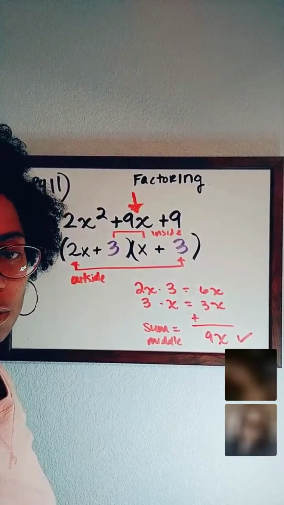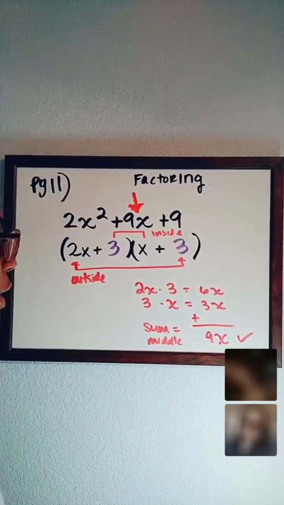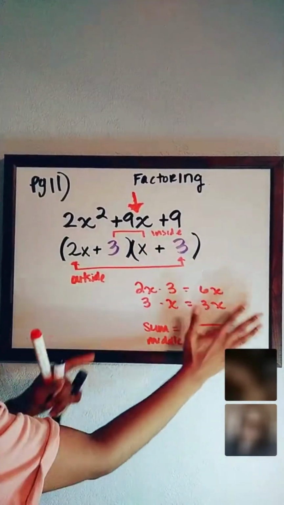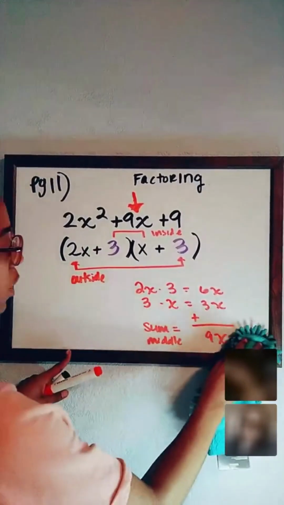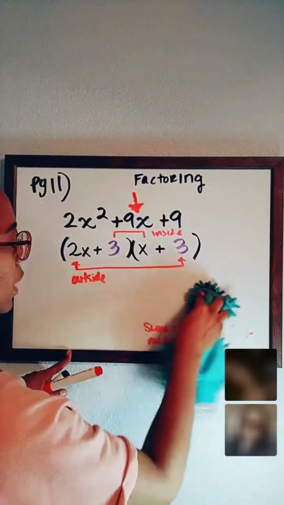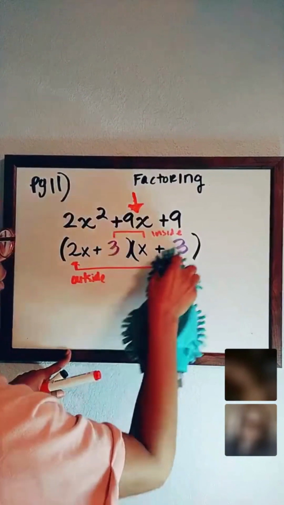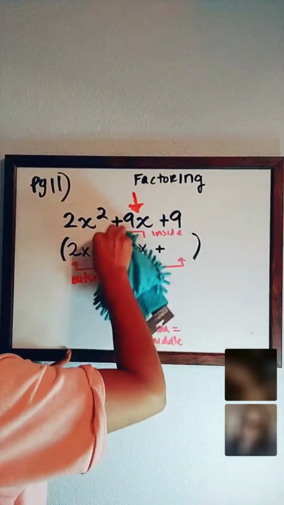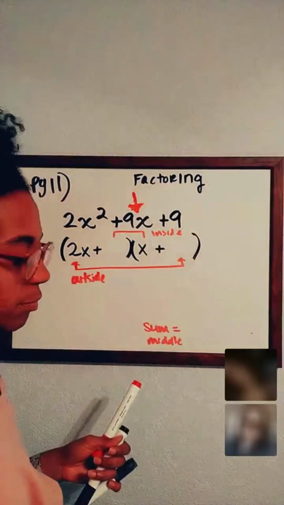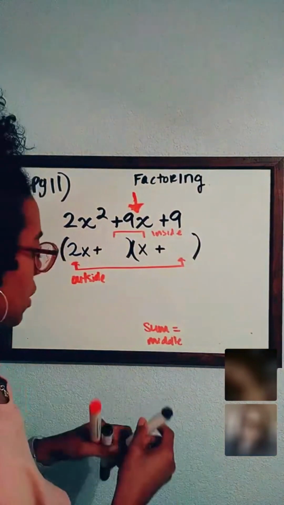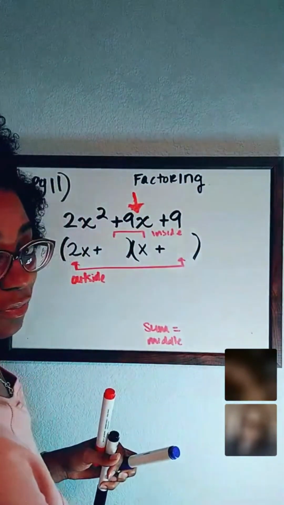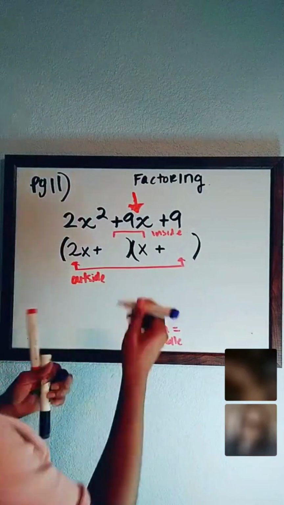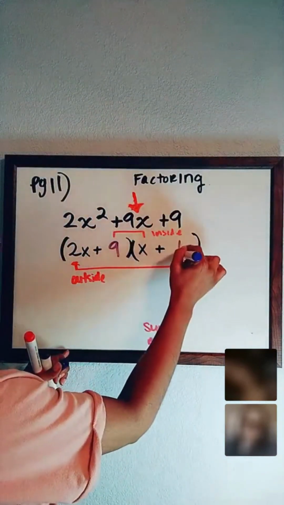Got it? Okay, cool. Yes, so really pretty much what I had said right here. I'm going to show you what would have happened if I had used 9 and 1. So let's say I use the number 9 and the number 1. Let's say I would have put a 9 right here and a 1 right here.